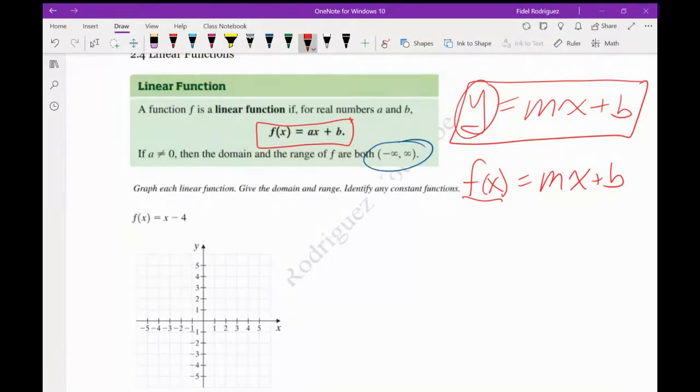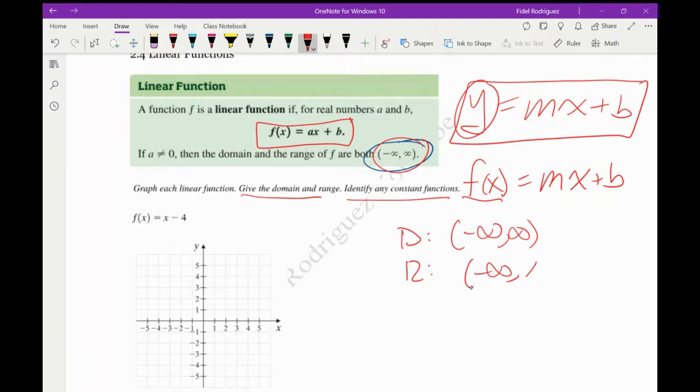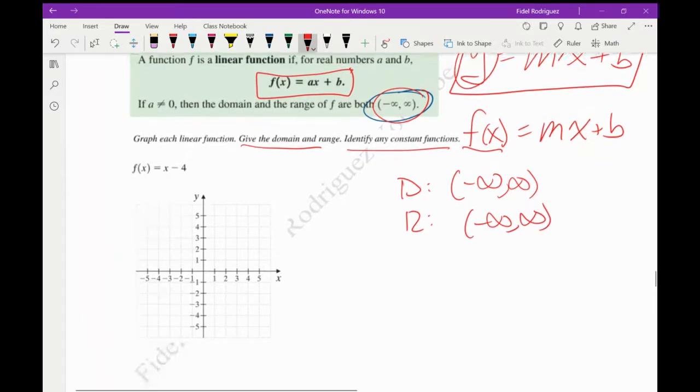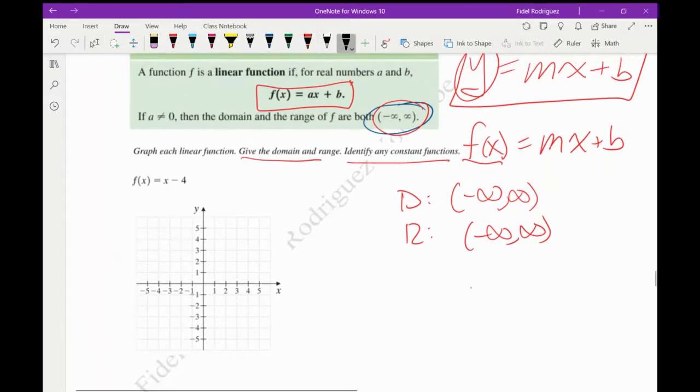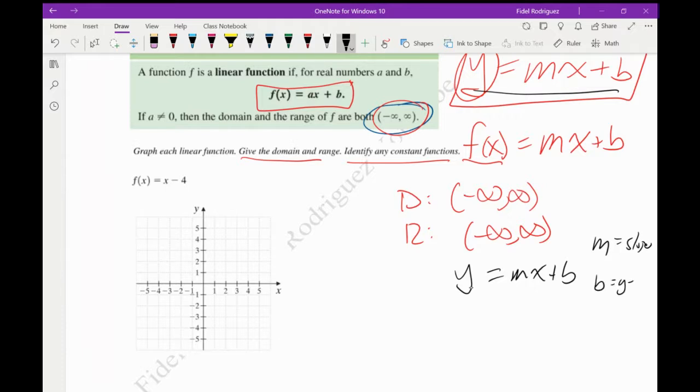And so it says graph each linear function, give the domain and the range, identify any constant functions. Okay, so I'll explain that part in a second. We already know what the domain and the range are, right? The domain and the range are both all real numbers, negative infinity to infinity. Okay? Now, if I think of this form y equals mx plus b, right? Remember, m is the slope and b is our y-intercept.